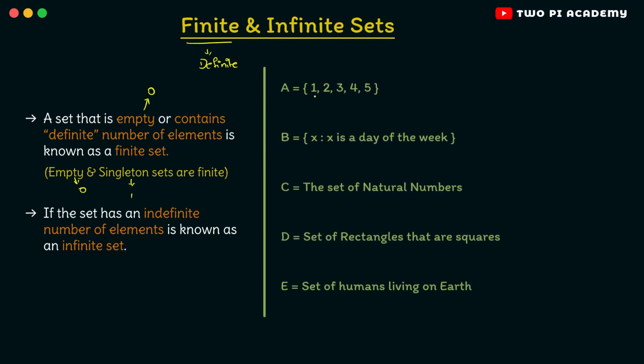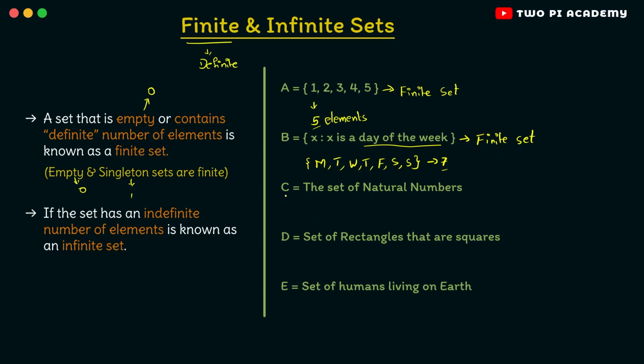First of all, we have capital A is the set {1, 2, 3, 4, 5}. Now in this, how many elements are there? There are clearly 5 elements in this, right? So since there is a definite number of elements, 5, it is a finite set. And then the second one, capital B is the set of all x such that x is a day of the week. So let's first write this in the roster form. What are the days in the week? We first have Monday, and then Tuesday, Wednesday, Thursday, Friday, Saturday, and Sunday. Clearly there are 7 fixed elements in the set, right? There are definitely 7 days of a week. It does not change. So therefore this is also a finite set.